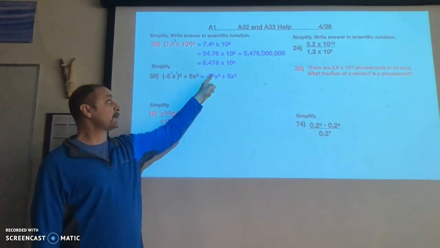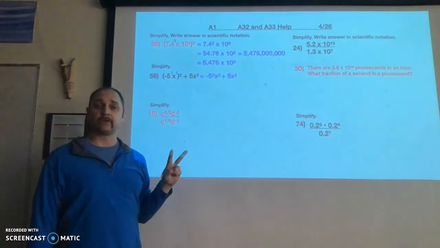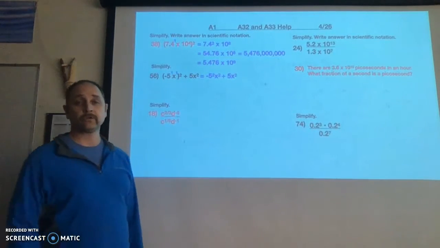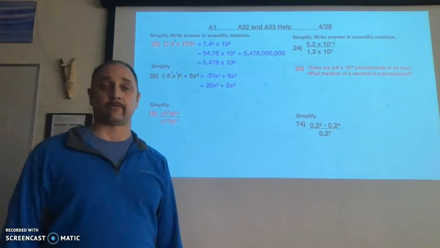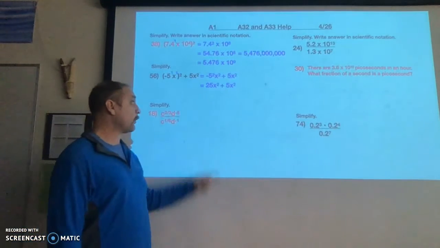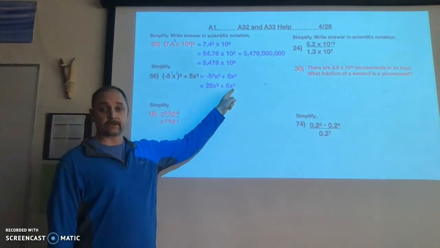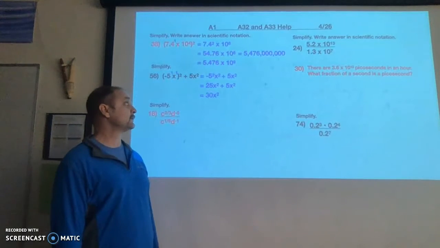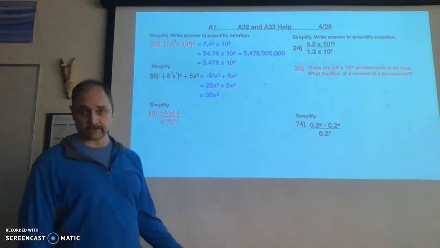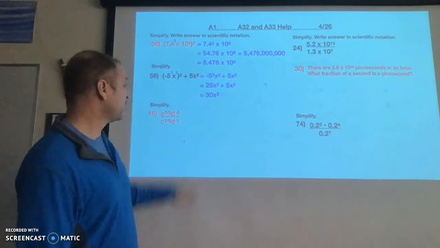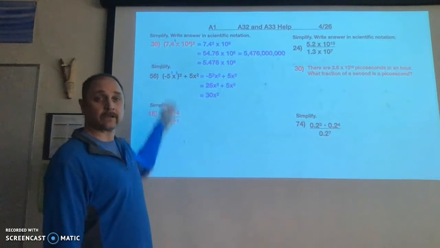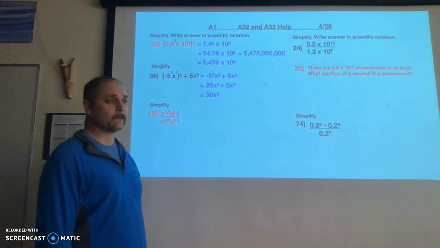Well, what's negative 5 squared? That's 2 negative 5's multiplied together, which gives you positive 25. Now, if you have 25 of something plus 5 more of the same something, we now have 30 of the somethings, which is x squared. But the negative made this one kind of tricky, and I just wanted to walk through it.